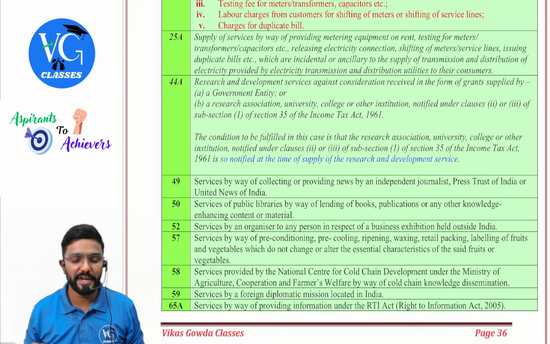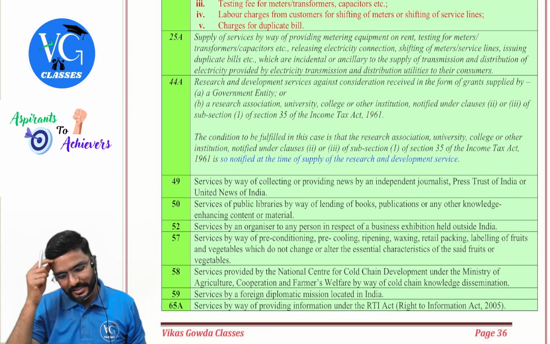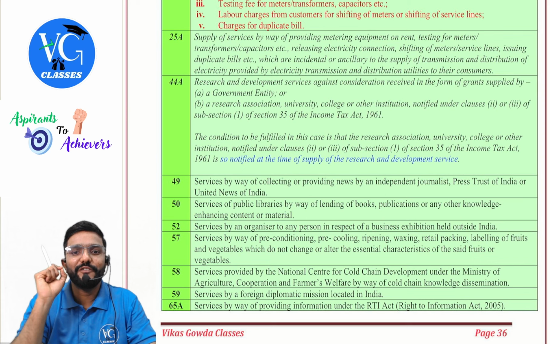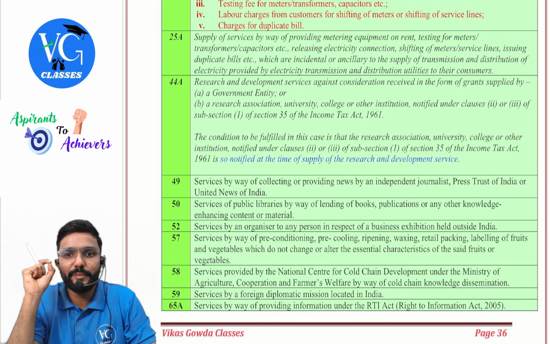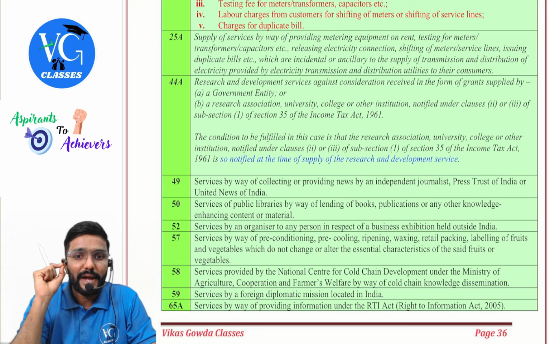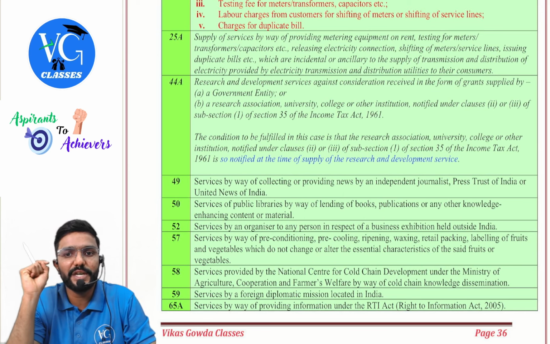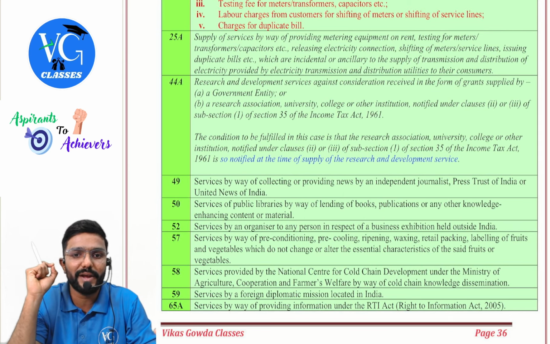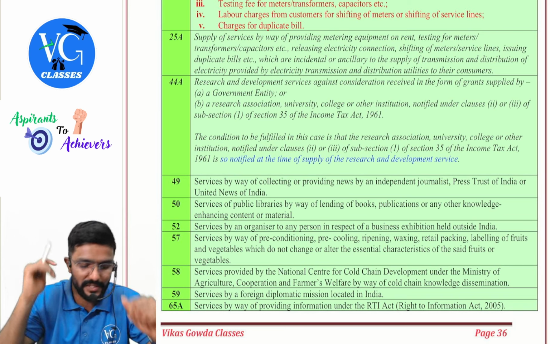Next, 25A, new entry. Yes, there are new entries. Supply of services by way of providing metering equipment on rent, testing for meters, transformers, capacitors, etc., releasing electricity connections, shifting meters, service lines, issuing duplicate bills, etc., which are incidental or ancillary to supply of transmission and distribution of electricity provided by electricity transmission and distribution utilities to their consumers is exempt.